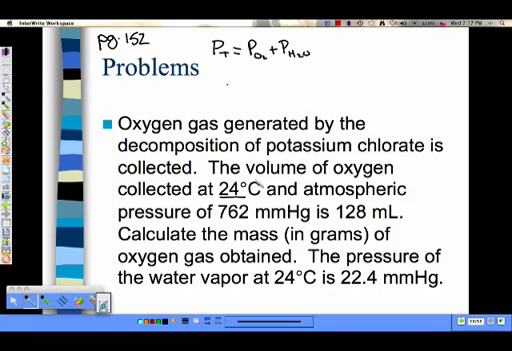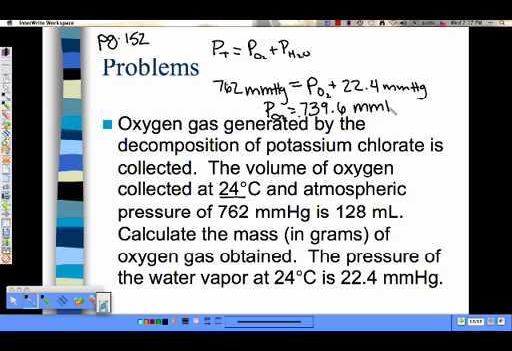So we're going to fill that in. The total atmospheric pressure is 762 millimeters mercury. We're looking for the partial pressure of oxygen, and the water vapor is 22.4. To get the partial pressure of oxygen, you just subtract the two, and you would get 739.6. There we go. So now we have the partial pressure.